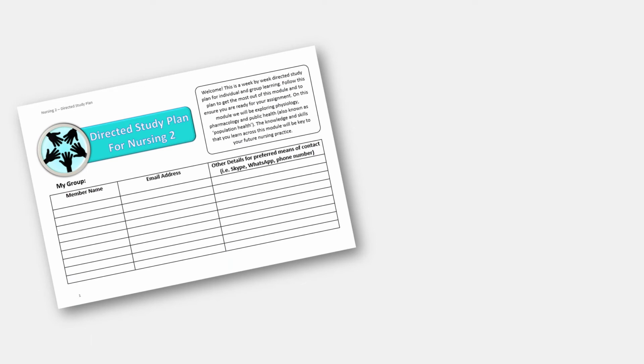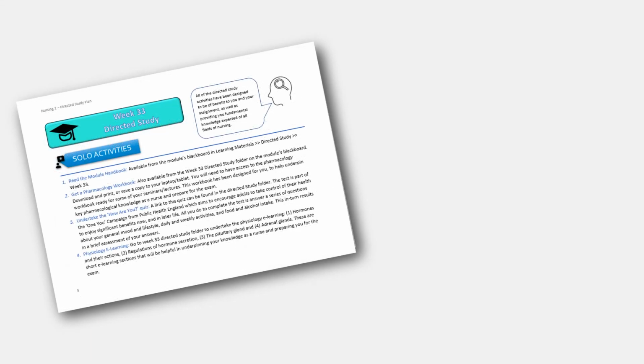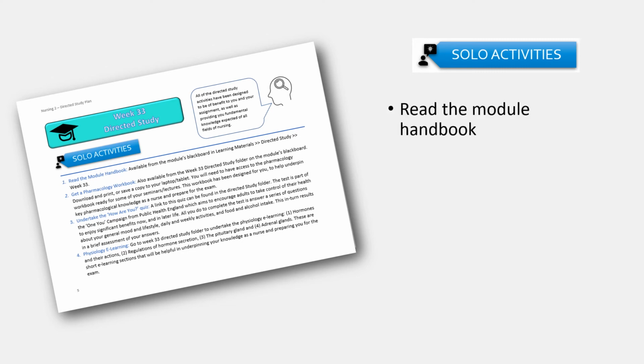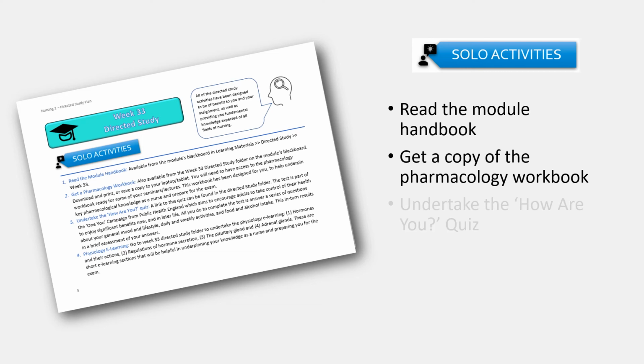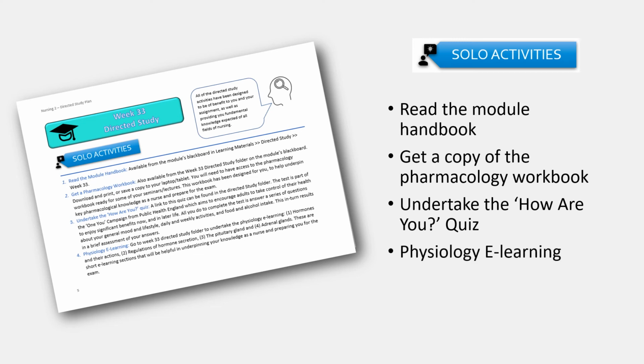So let's take a look at your first week's directed study activities. That's academic week 33. Week 33's solo activities include reading the module handbook, getting a copy of the pharmacology workbook and getting it ready for use, undertaking the How Are You quiz, and remember that access to all these links and materials are already up on Blackboard, and getting started on your physiology e-learning.